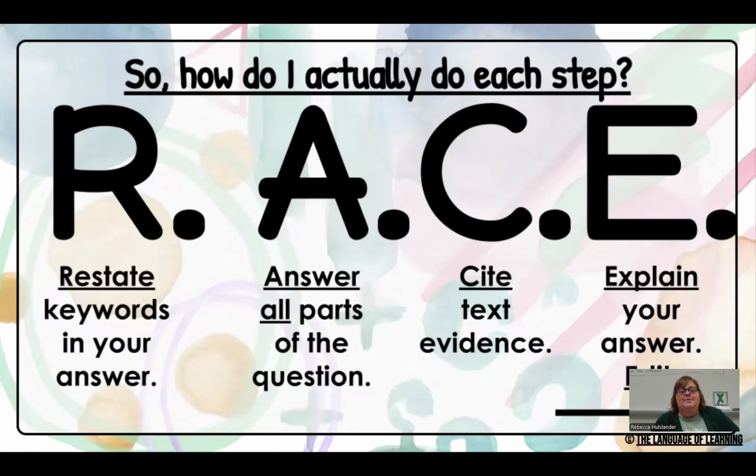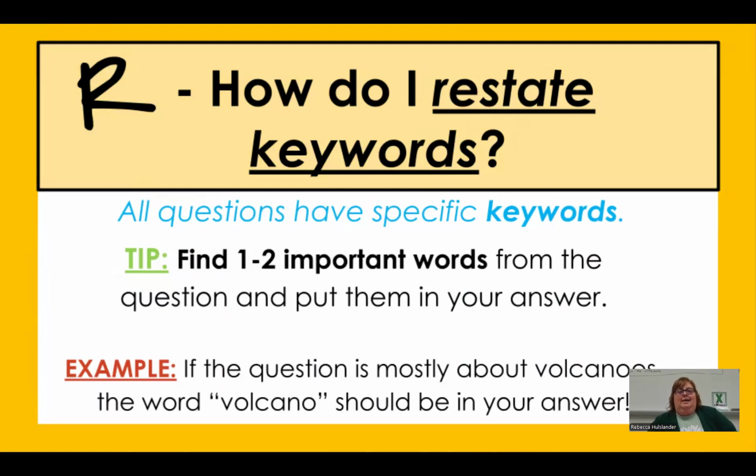All right. So how do I do it? How do I do each step? How do I restate my keywords and my answer? Answer all the parts of my questions, cite text evidence, and then explain my answer. All right. So how do I restate my keywords? So all questions should have specific keywords. So my tip for you is to find one or two important keywords from your question and put them in your answer. So, if the question is mostly about volcanoes, the word volcano should be in your answer.